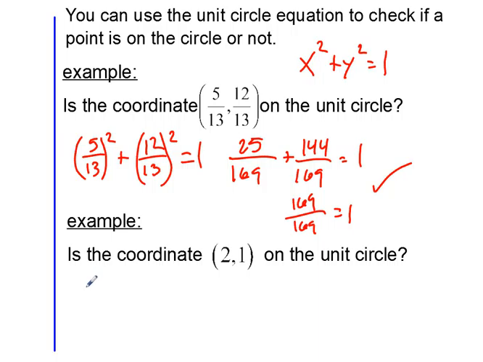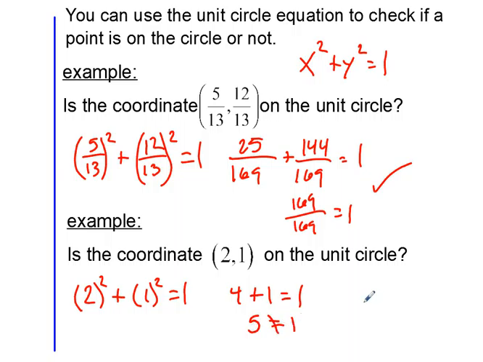Let's try it for another point. Is the coordinate 2, 1 on the unit circle? Plug the 2 into the x spot, 2 squared. Plug a 1 into the y spot, 1 squared. Will it equal 1? 2 squared is 4, 1 squared is still 1. Will it equal 1? No. 5 does not equal 1, so this point is not on the unit circle.